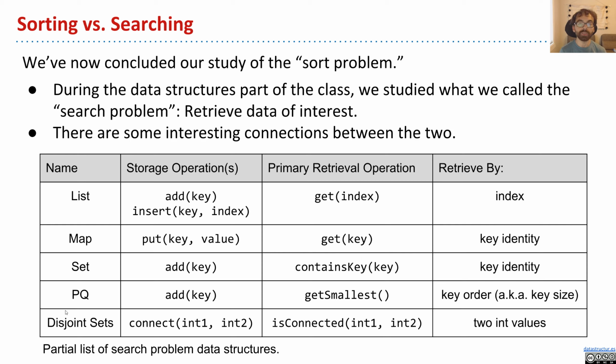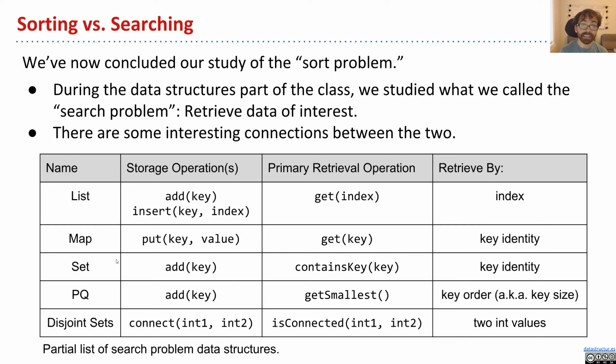Those are all different ways to solve a very generic problem known as the search problem, where, for example, with a list, we want to be able to retrieve by index, or for maps and sets, we want to be able to retrieve by key identity. Like I want to get the item corresponding to dog or whatever. That would be a map.